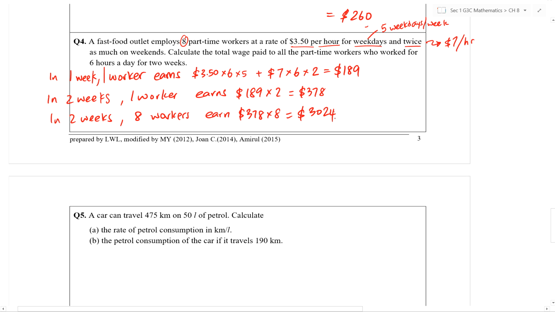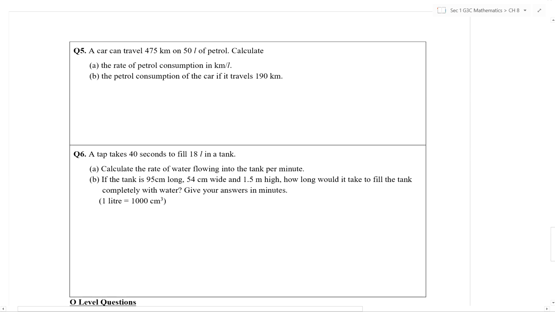Now if your working for question 4 is without any comments over here, that means it is just calculation, I will not understand. You need to write down words to describe what you are calculating. Let's move on to question 5.